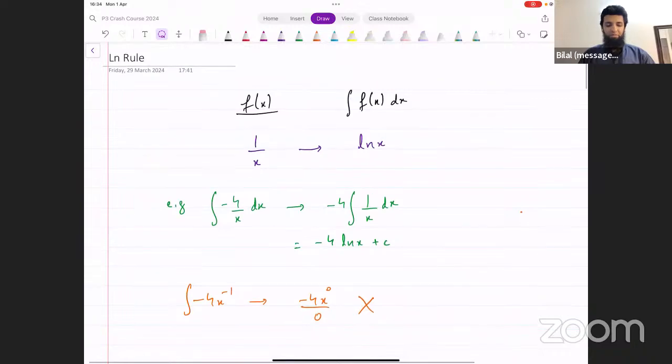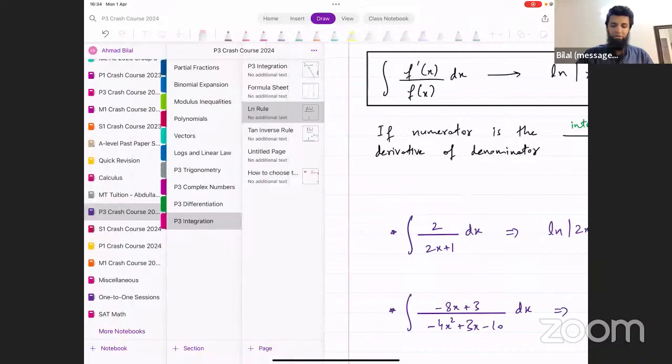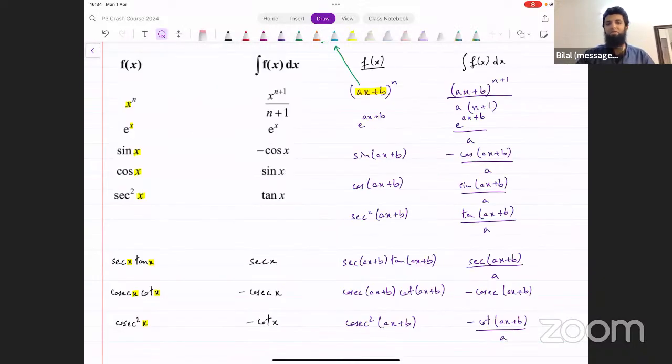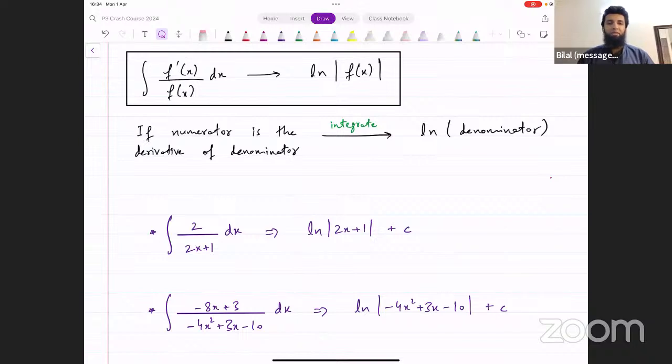Then the first major rule that we did after that was this ln rule. So after understanding how to integrate some functions directly, these functions that are listed down here are the ones that you need to be able to integrate directly. Then we started with integrating fractions. How can we integrate fractions? The first major rule for fractions is this ln rule, the log rule. How does that work? If we have a fraction in which the numerator is the derivative of the denominator, the integral is ln of the denominator.